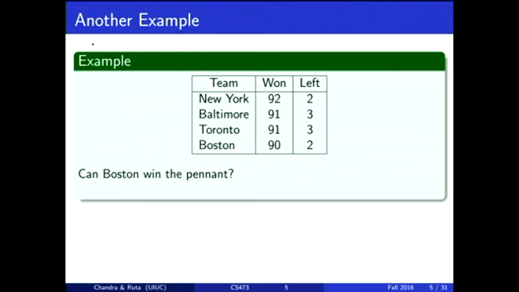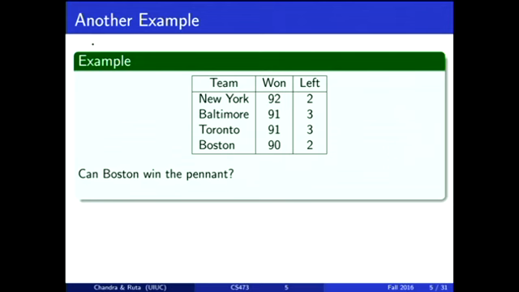If the Yankees lose both games, maybe the only way they can lose both is because they have to play two games with Baltimore, in which case Baltimore would win. But we don't know. My claim is we don't have enough information here. Why can't we tell? Because we don't know who is playing what in the remaining games. We don't have enough information to determine whether Boston can win the pennant, because we don't know what these games are.